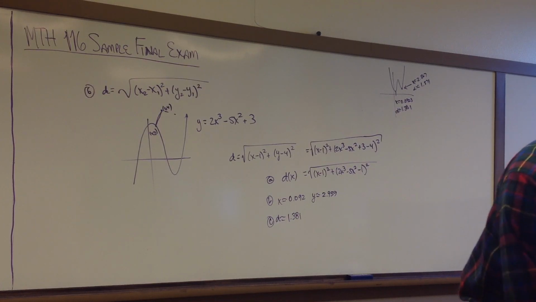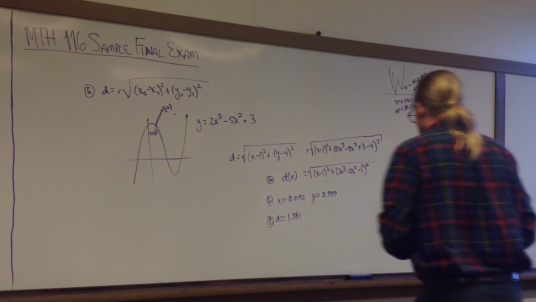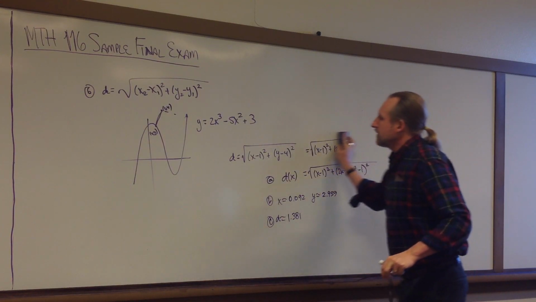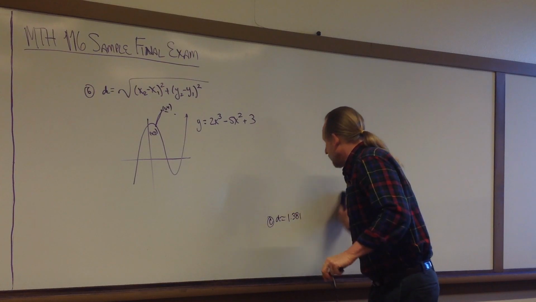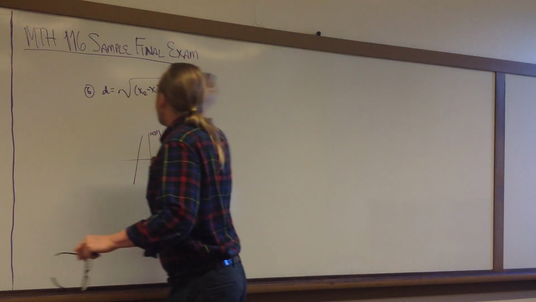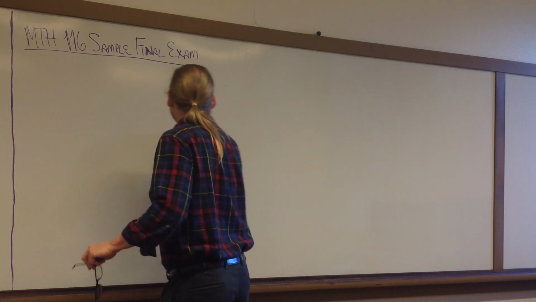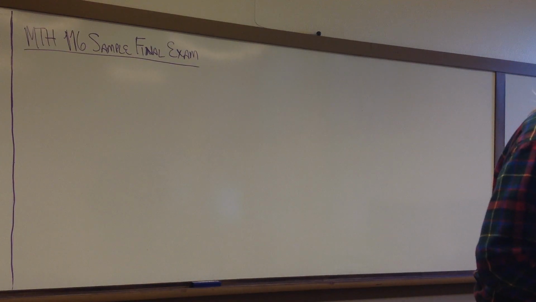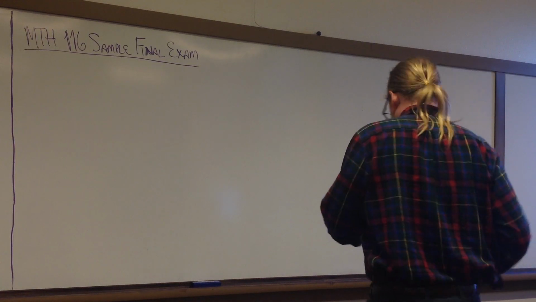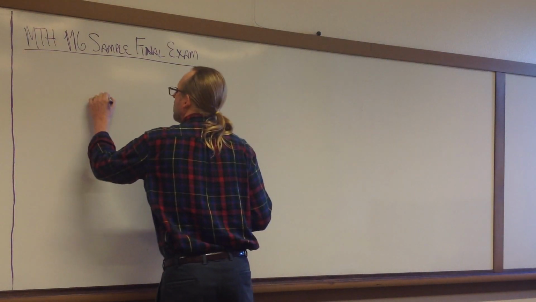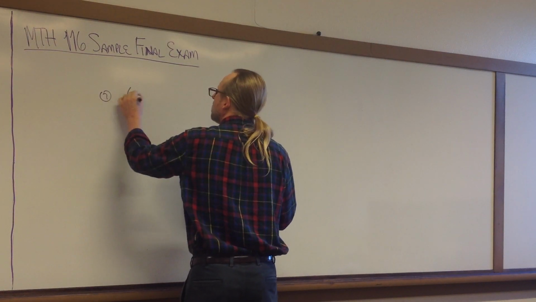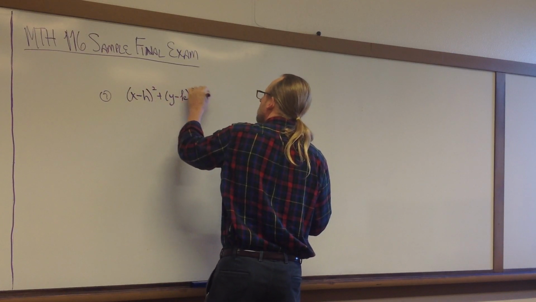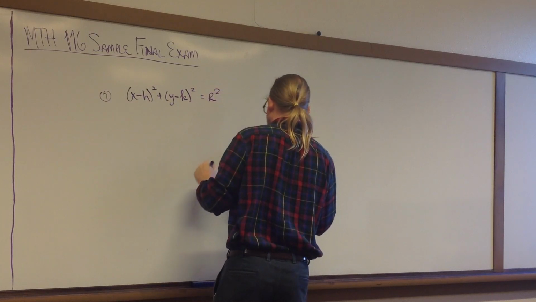Okay, now we get to the second half of the term. Topics that we've talked about in chapters 2, 3, and 4. I think the first question on here is a circle question. I've got the standard form for the equation of a circle on here: x minus h all squared plus y minus k all squared equals r squared.